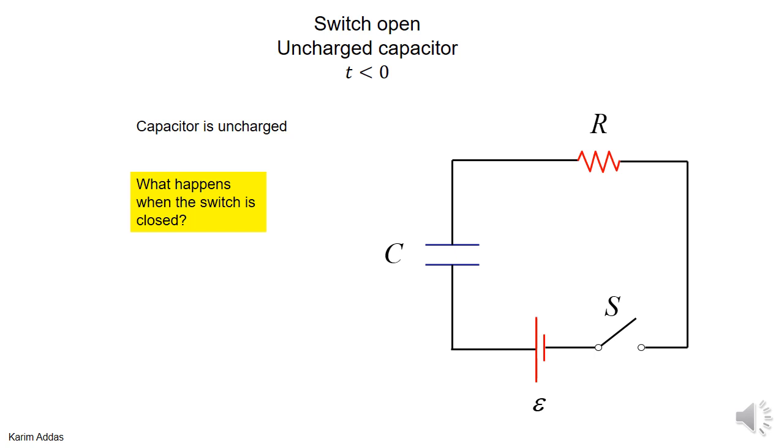In these slides, we want to study the charging process of a capacitor. So we put a capacitor that's uncharged in a circuit with a battery, a switch, and a resistor. And at time less than 0, the capacitor is uncharged and the switch is open. So what do you think will happen when the switch is closed?